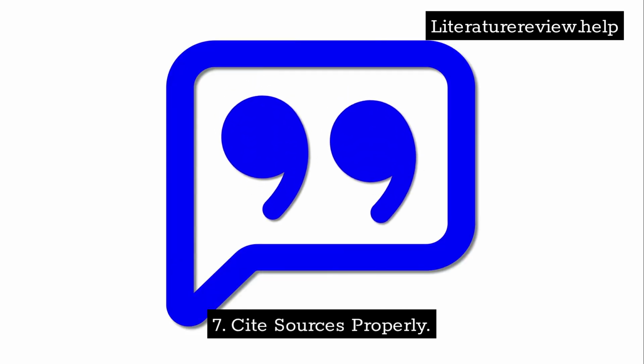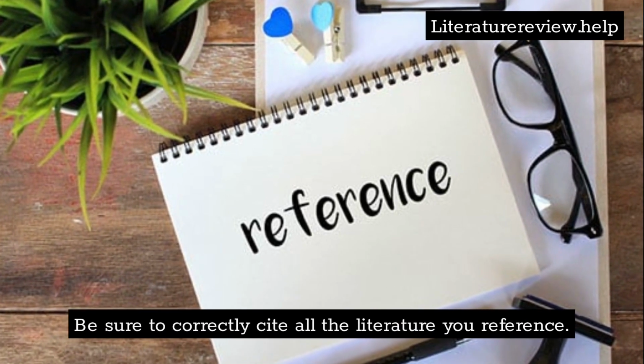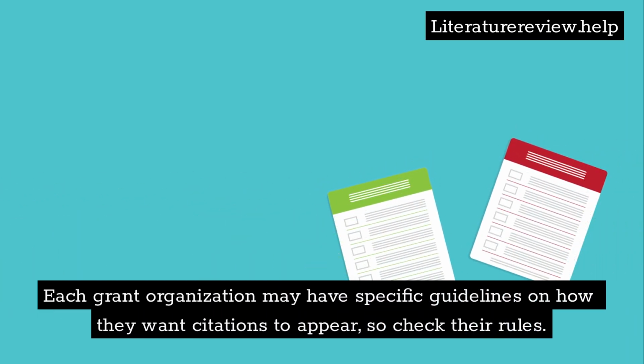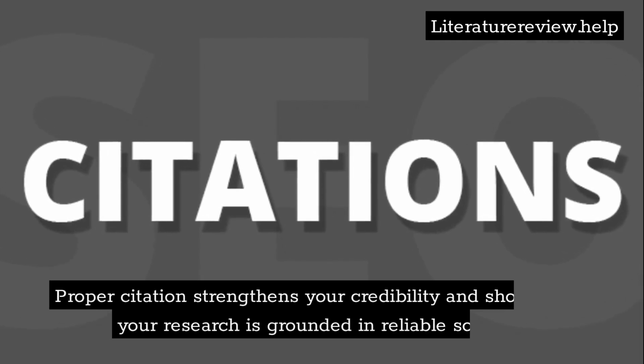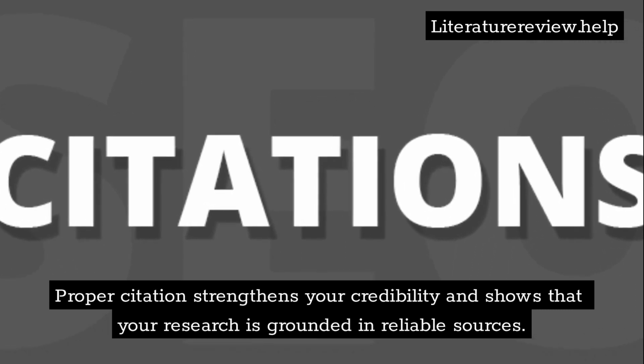7. Cite sources properly. Be sure to correctly cite all the literature you reference. Each grant organization may have specific guidelines on how they want citations to appear, so check their rules. Proper citation strengthens your credibility and shows that your research is grounded in reliable sources.